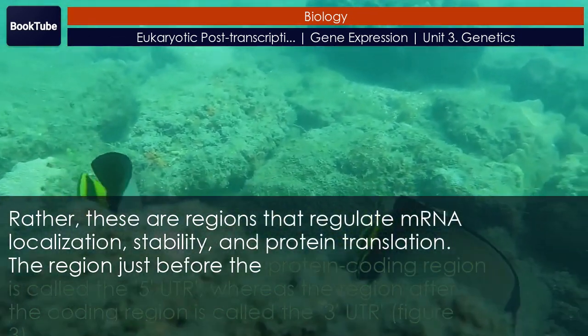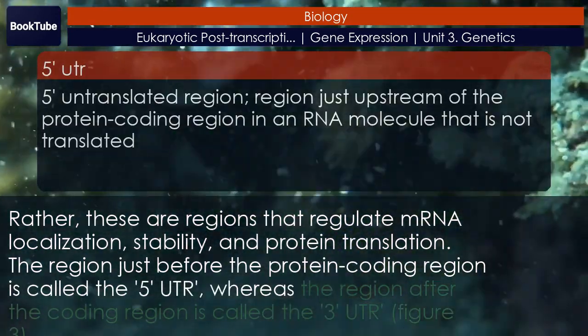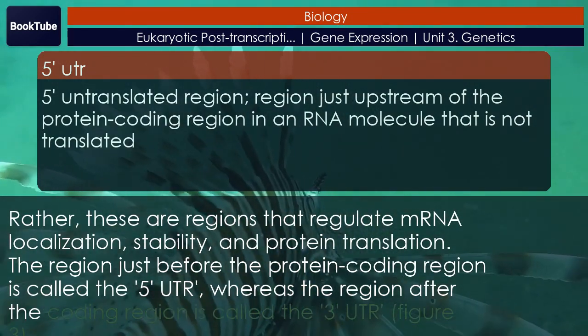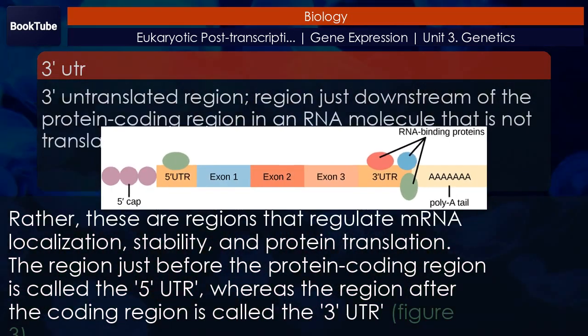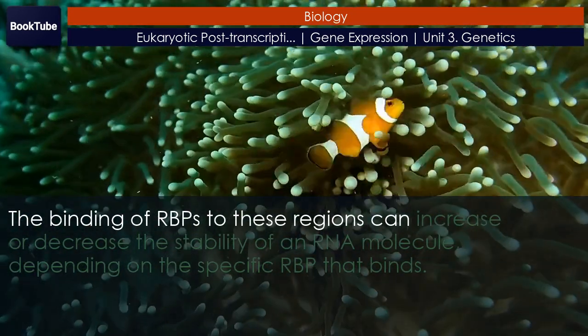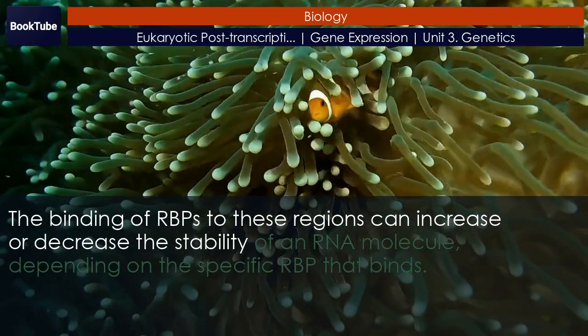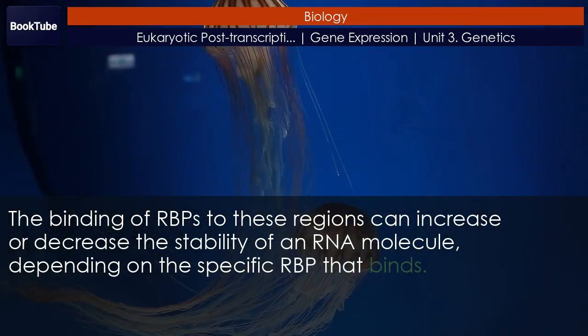The region just before the protein coding region is called the 5' UTR, whereas the region after the coding region is called the 3' UTR. Figure 3. The binding of RBPs to these regions can increase or decrease the stability of an RNA molecule, depending on the specific RBP that binds.